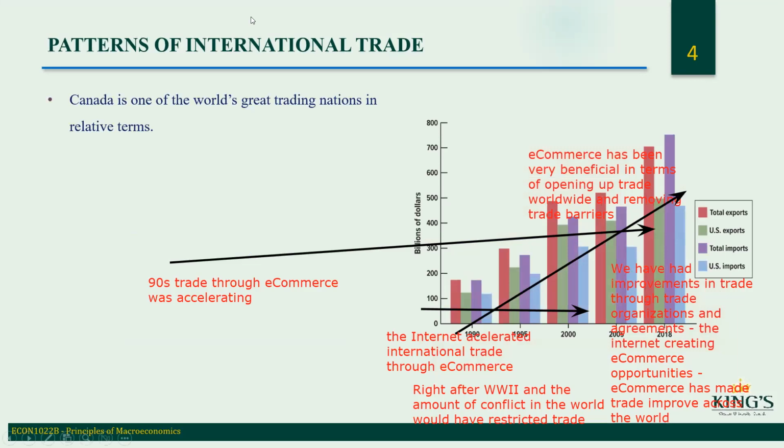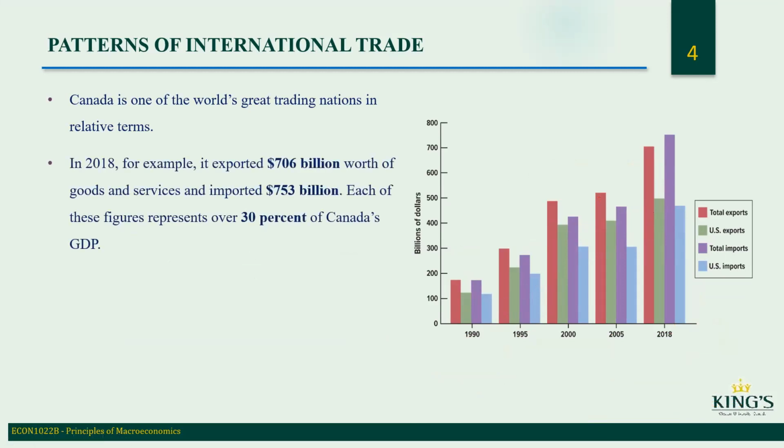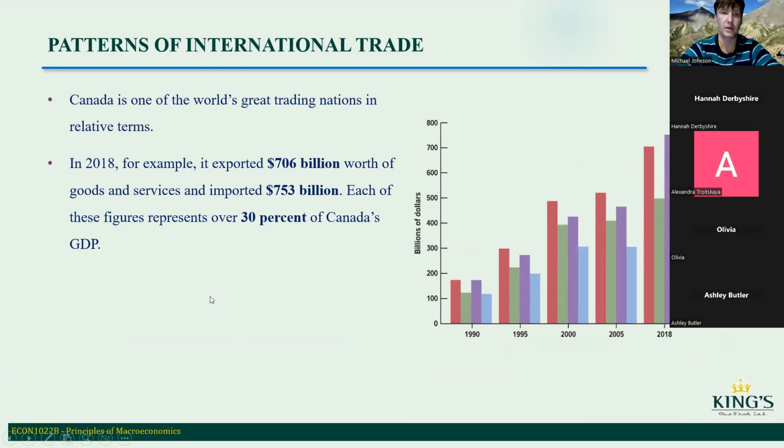And Canada is one of the world's great trading nations in relative terms. So in 2018, for example, Canada exported about 700 billion worth of goods and services and imported 753 billion.